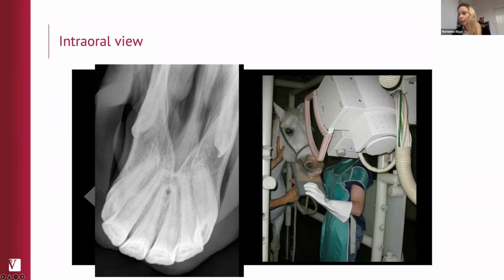Please don't do it like they are doing in these pictures, with no gloves behind the primary beam. This is not following the radiation protection rules. So the person holding the horse in this case should move away or at least wear gloves.